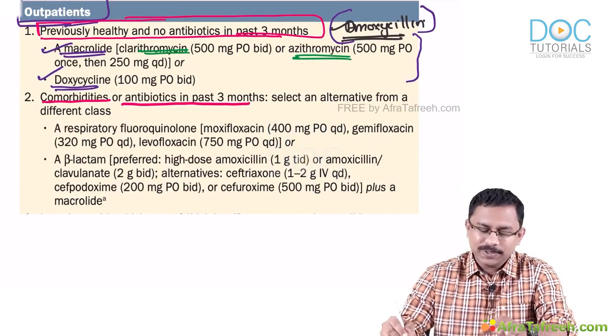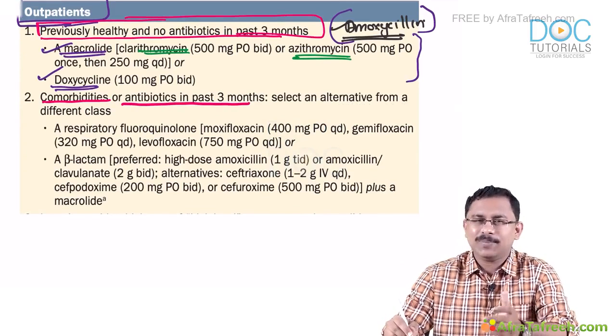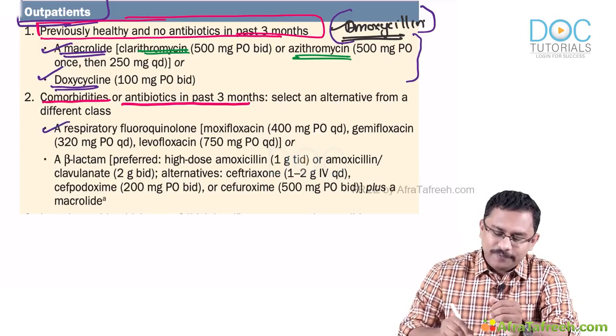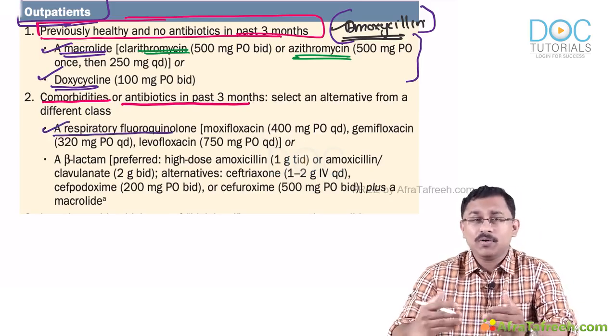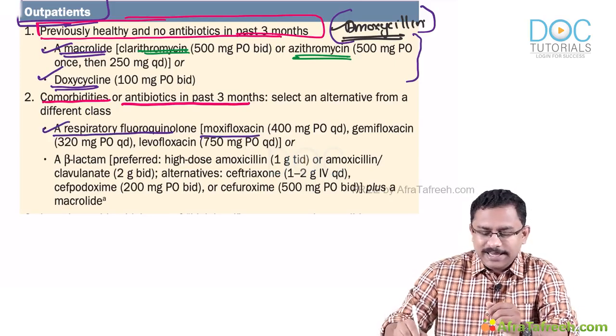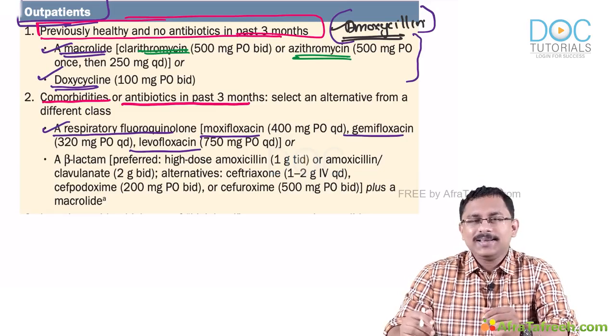So that is one difference I would add to this table, that you can go for amoxicillin as well. Now, if the patient has comorbidities or has received antibiotics in the past 3 months, let's see what difference it makes. Then you can go for a respiratory fluoroquinolone, which can be your moxi, gemi or levofloxacin.